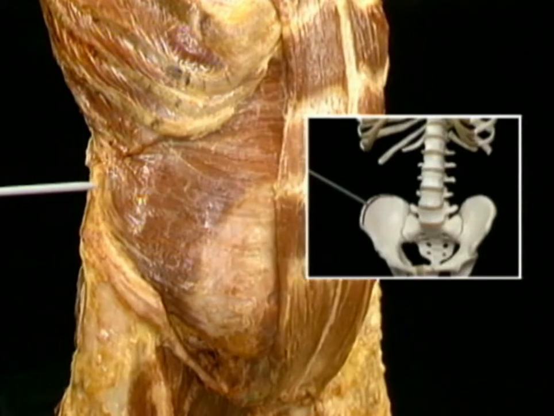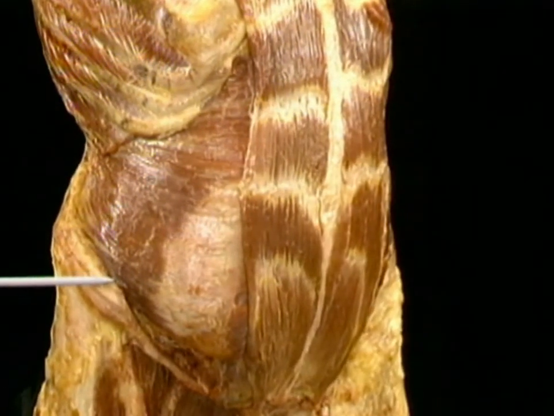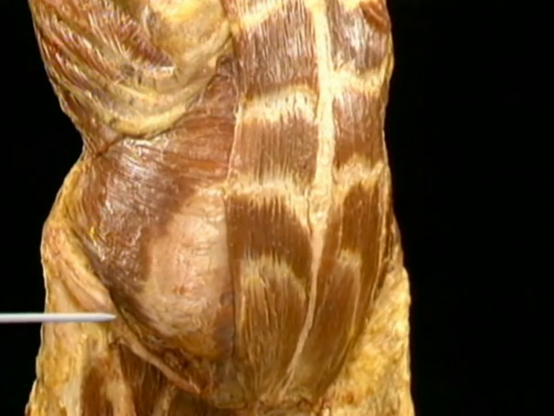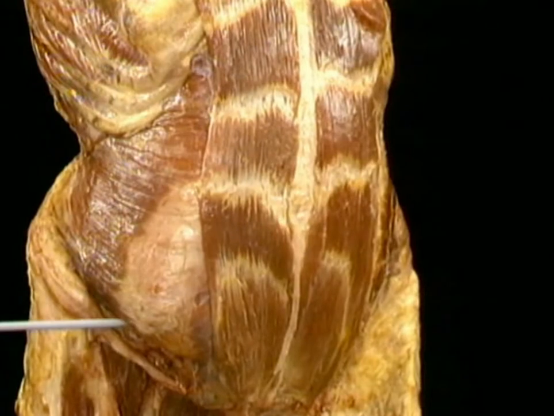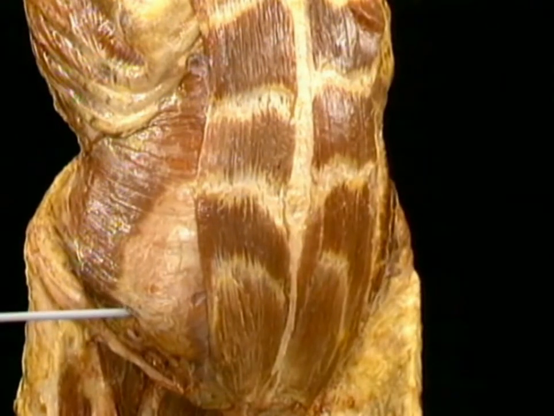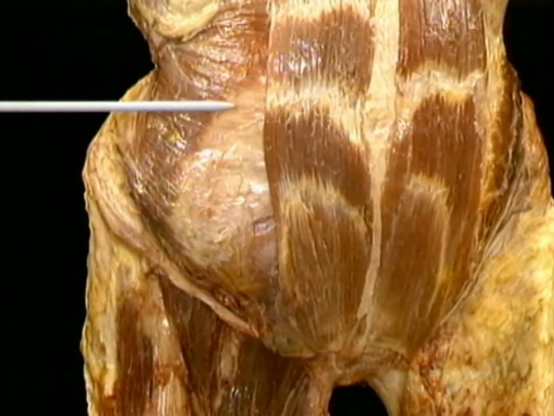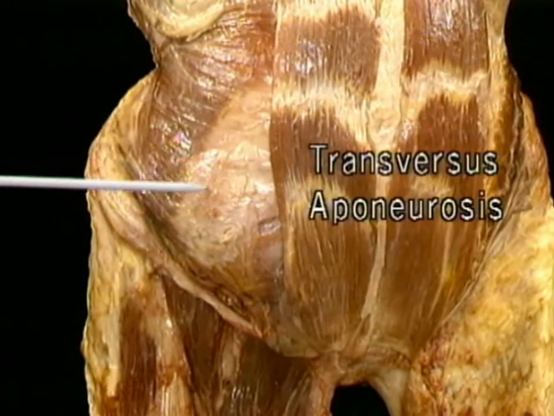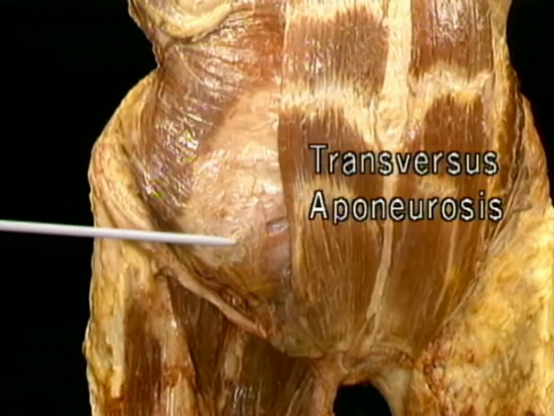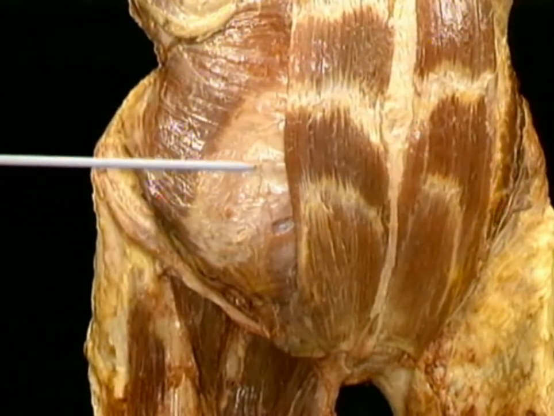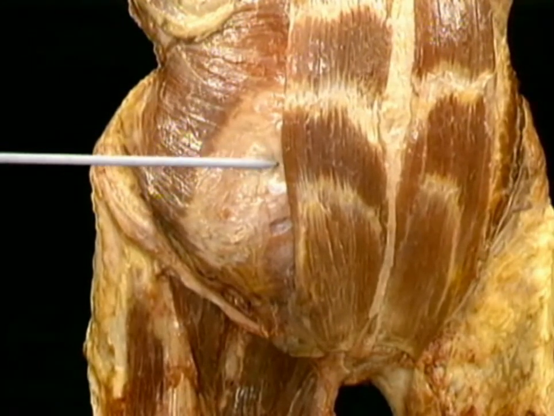Below, it arises from the inner aspect of the iliac crest. The lowest fibers of transversus arise from a thickening of the iliopsoas fascia. Transversus has a short, free lower border. The muscle fibers of transversus end in this broad sheet of tendon, the transversus aponeurosis. The transversus aponeurosis fuses here with the aponeurosis of the overlying internal oblique muscle to form one aponeurotic layer.